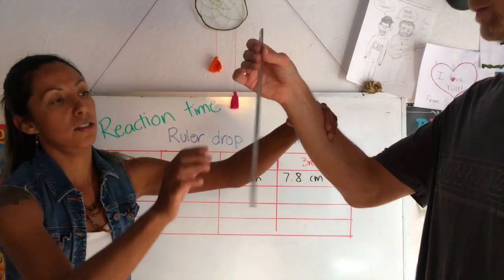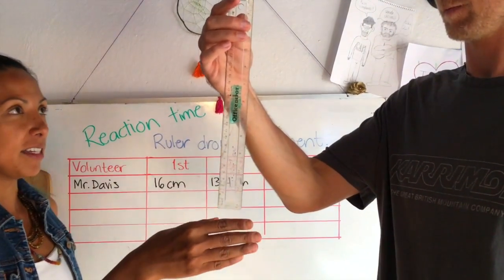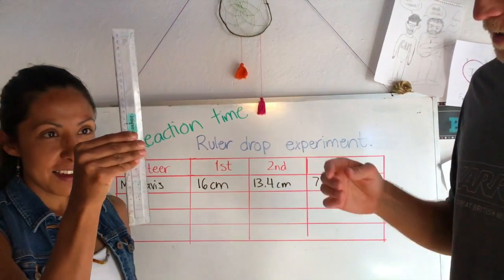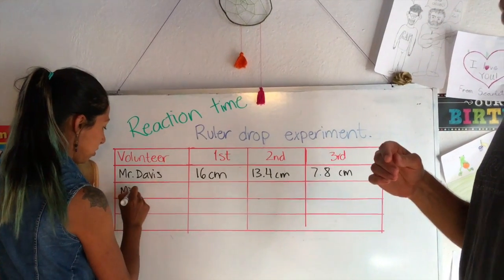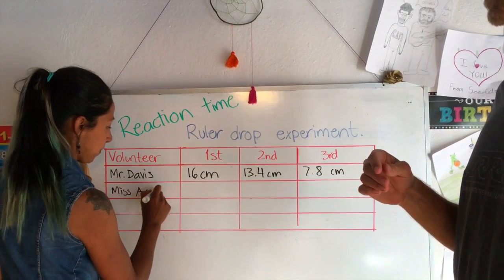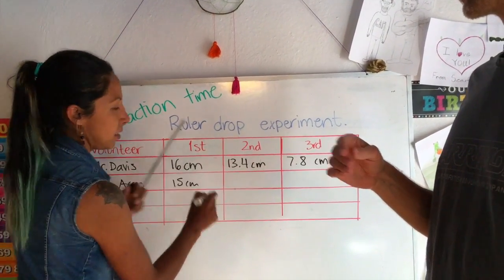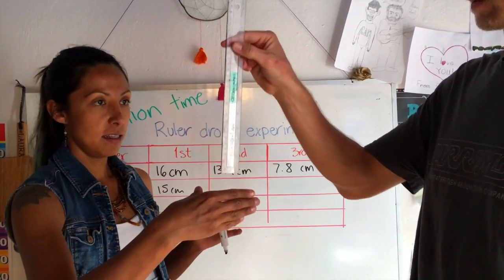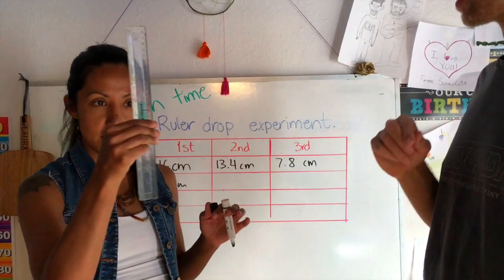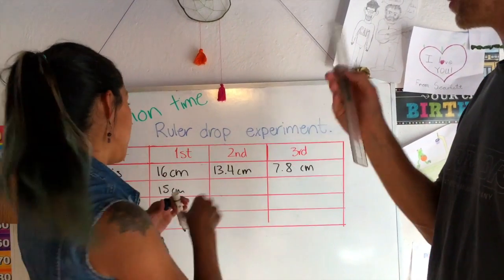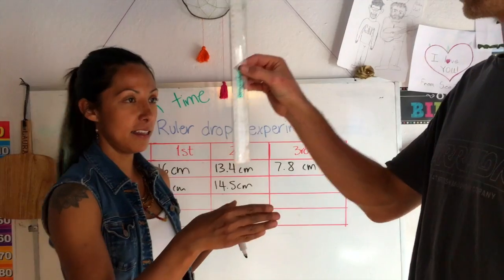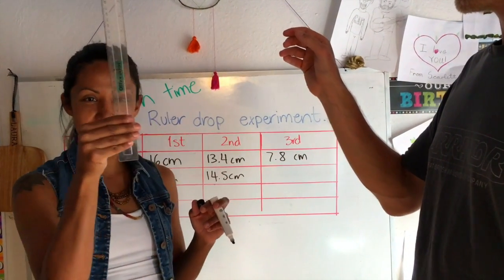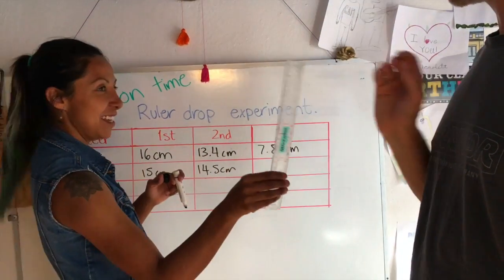Facing that way. Thank you, Mr. Davis. 15 is the first one. Second go. 14.5. And 8 centimeters.